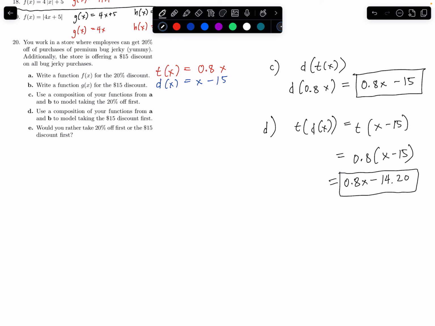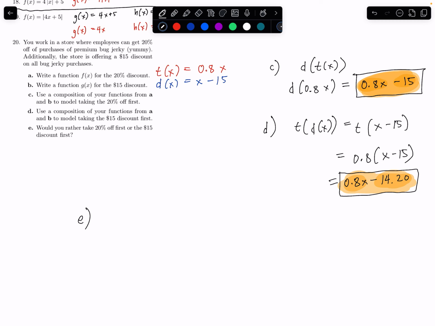Okay. So now, let's see. Letter D, that was letter D. Letter E next. This is just an interpretation question. Would you rather take 20% off first or the $15 discount first? So compare my two answers. Which one is going to be a smaller value? Which one is going to be cheaper? 0.8x minus 15 or 0.8x minus 14.20? I'm looking for the biggest discount, right? The bigger discount is going to be subtracting 15, because in both cases I have 80% of x. But in this case, I have only 14.20 subtracted as opposed to $15 subtracted. So letter C is a better option.